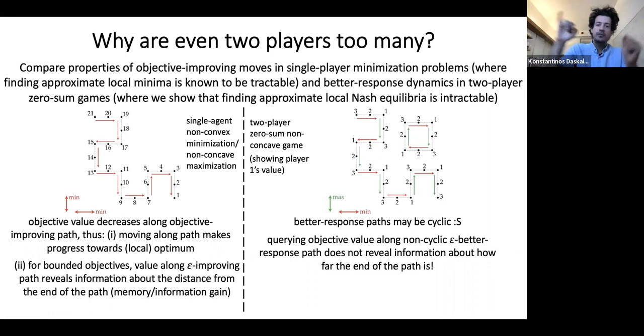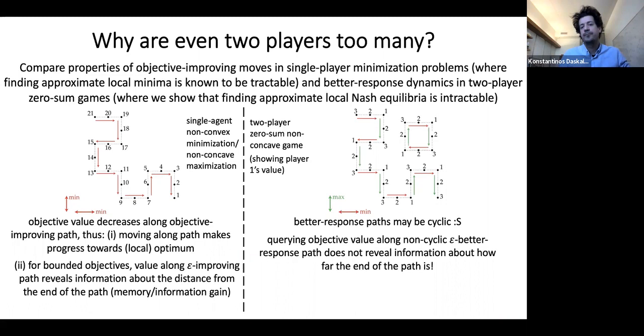So there are two issues now, right? One, if you land somewhere in the state space and you start moving, you might find yourself in a cyclic path and you can keep moving in cycles. Problem number one. Problem number two, even if you are lucky enough not to land on a cycle, the value of the objective where you landed doesn't give you info about where you are with respect to the endpoints of this path.